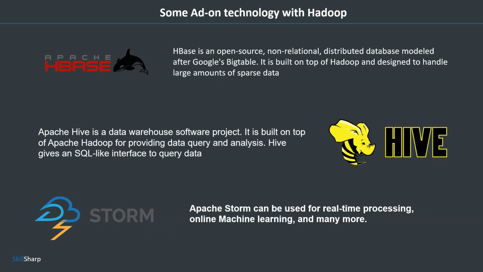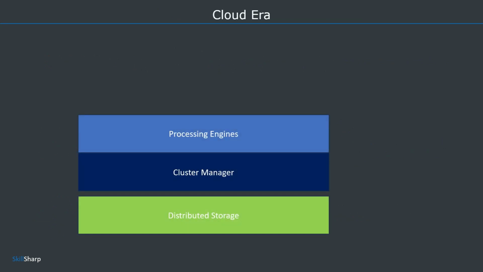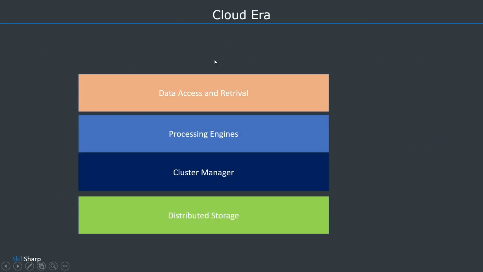And the third thing, for real-time processing or machine learning workloads, we have Apache Storm and so on. Multiple solutions are created on top of Hadoop, like Apache Storm, Pig, and so on. So let's see what exactly comes after all these things. We have these four layers in the data lake architecture, and in our Hadoop era, all these layers are either provided by Hadoop or by extra software built on top of Hadoop.